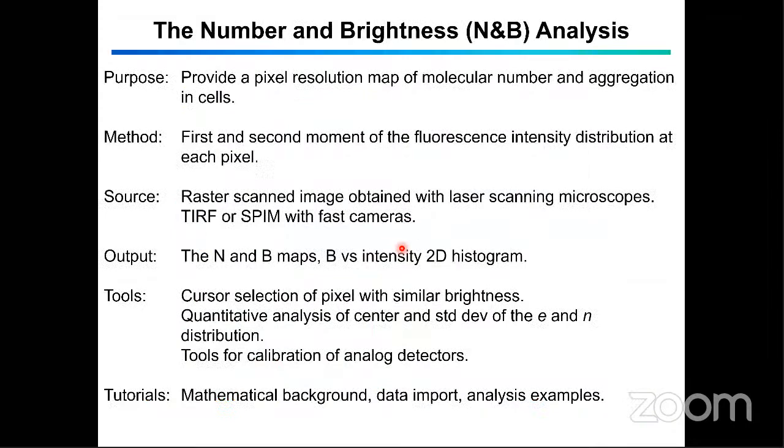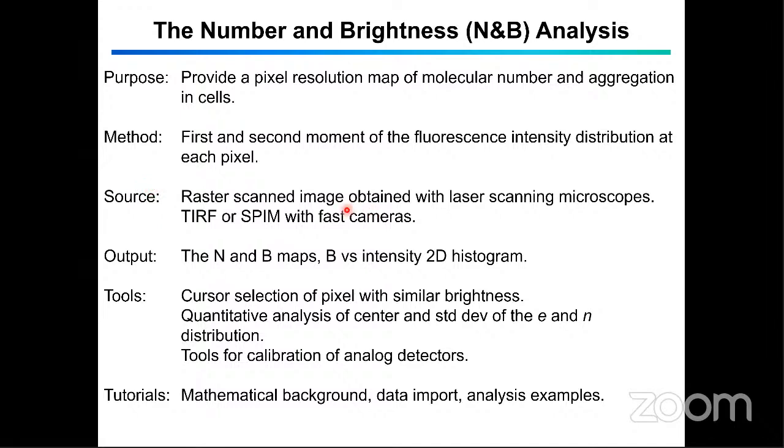So what can the number and brightness method do for you? It can provide a pixel resolution map of the molecular number, so concentration, and the aggregation state of the molecule of interest in cells. How does it do this? We look at the first and second moments of the fluorescence intensity distribution at each pixel. This means we need more than one image. When you acquire the laser scanning image, we have to accumulate 100 or even more images than that. What are the typical source images?